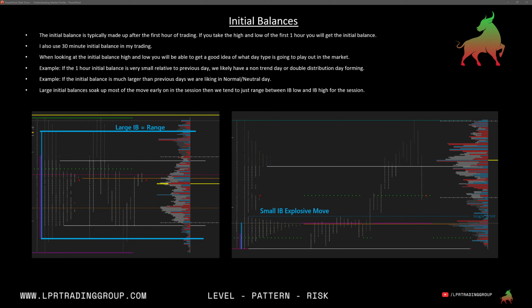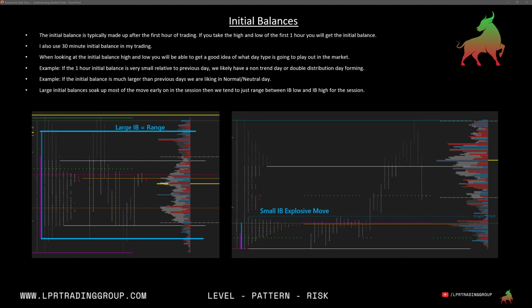Another example, if the initial balance is much larger than the previous day, we are likely in a normal or neutral day. So normal or neutral days tend to have a large initial balance and they just remain range bound. The good thing about these normal or neutral type days is if we have this large initial balance and we're trading from highs to lows of this initial balance, the range is large, right? We can still get very good trades within this range. If this, for example, on ES is like maybe a 30 or 40 point range, we can find some good trades in there. NQ might have a 150 point range. You could find some good trades in there.